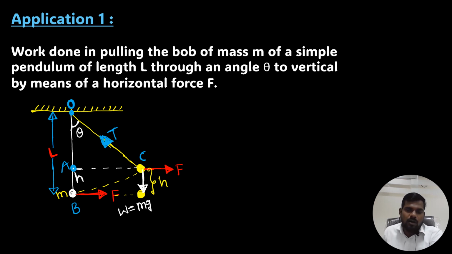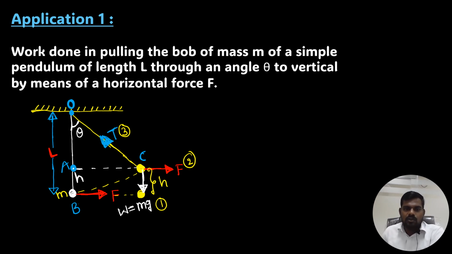So here, how many forces are acting? See, this is the first one: weight is one of the forces. Horizontal force is the second one, and tension is the third one. In total, three forces are acting on this bob in this case.